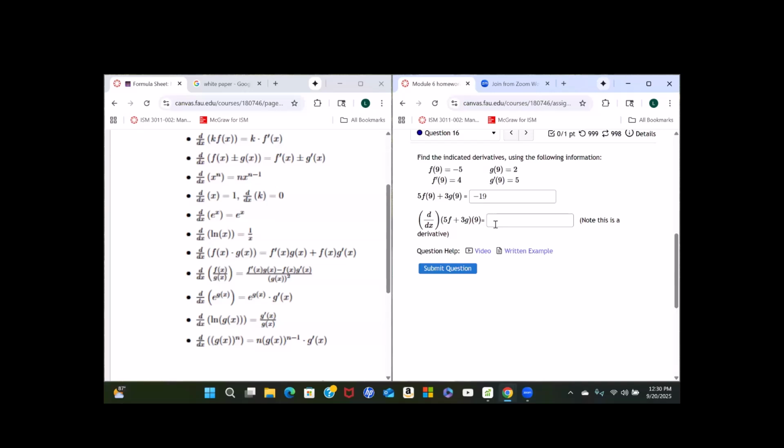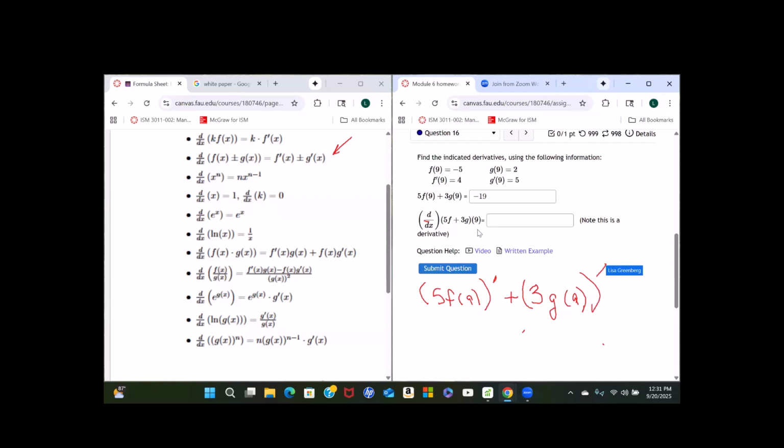Don't let the notation confuse you. I could rewrite it in different notation, but I'd like for you to see if you can understand the notation. That's still the derivative of 5 of f of 9, plus 5 times f of 9, and then find the derivative. Plus the derivative of 3g of 9.